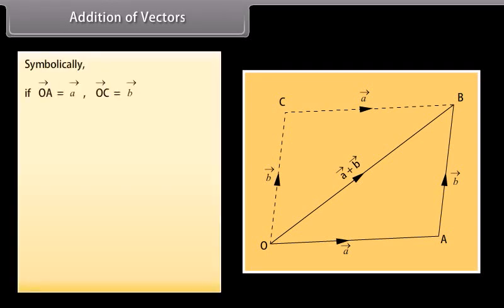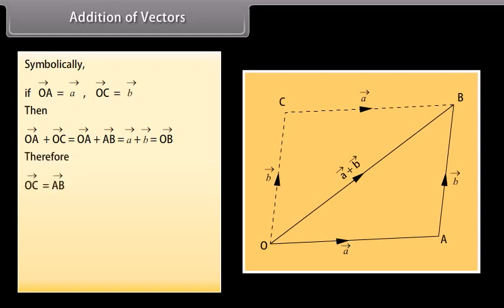Symbolically, if vector OA equals vector A, vector OC equals vector B, then vector OA plus vector OC equals vector OA plus vector AB equals vector A plus vector B equals vector OB. Therefore, vector OC equals vector AB. Also, since vector OC is equal to vector AB, which equals vector B, vector CB is equal to vector OA equals vector A. Hence, vector OC plus vector CB equals vector OB.